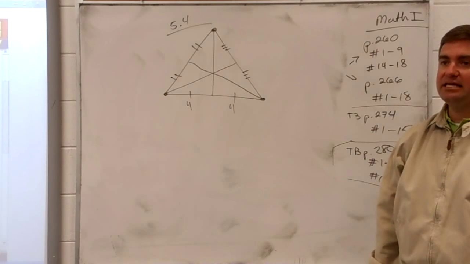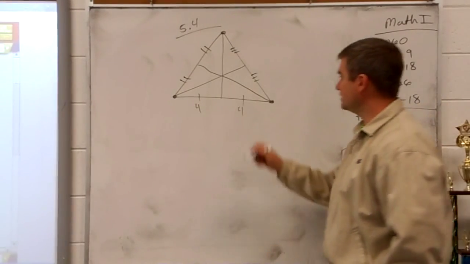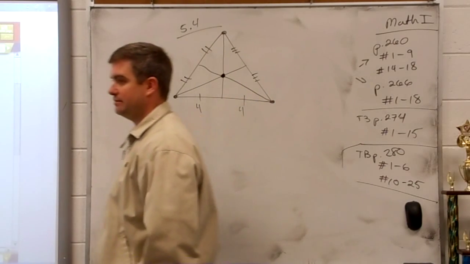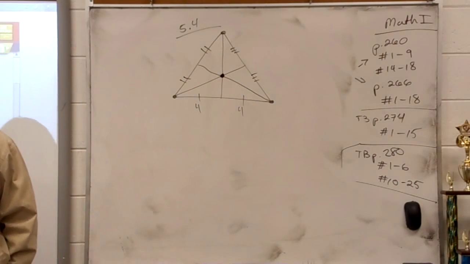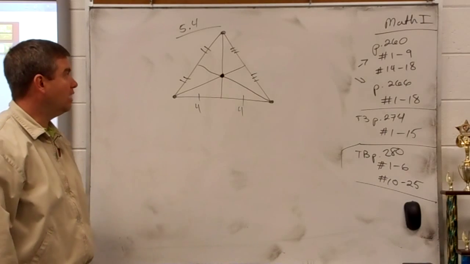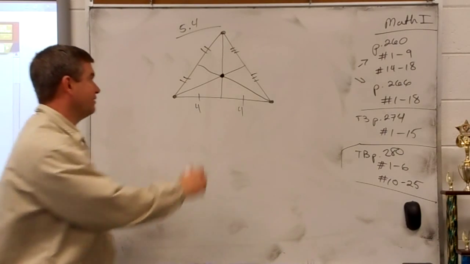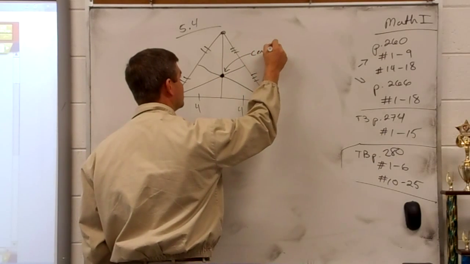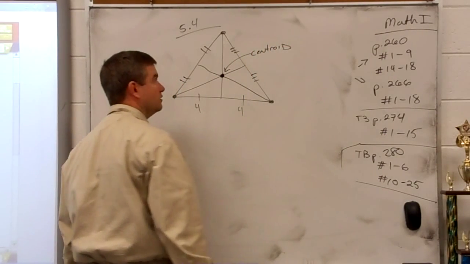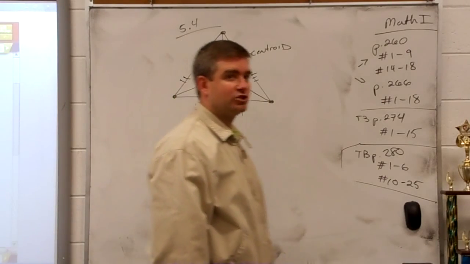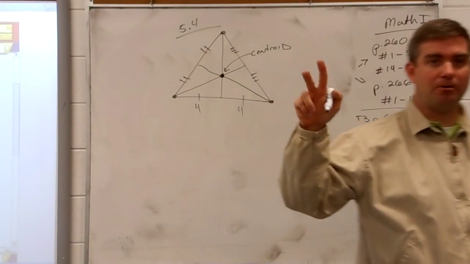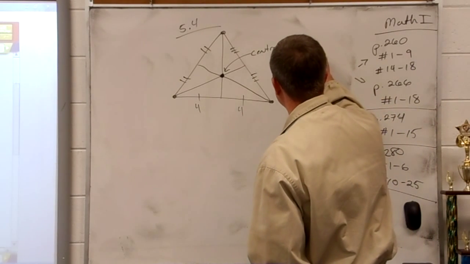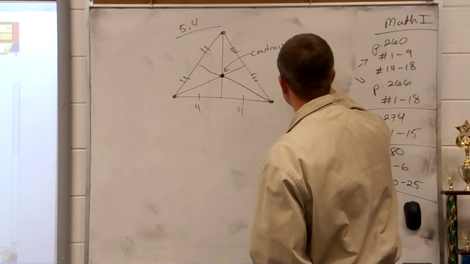The centroid is the point of concurrency that the 3 medians make. The 3 medians create a point of concurrency called the centroid. The centroid has 2 special properties. The first special property is that it is always on the inside.